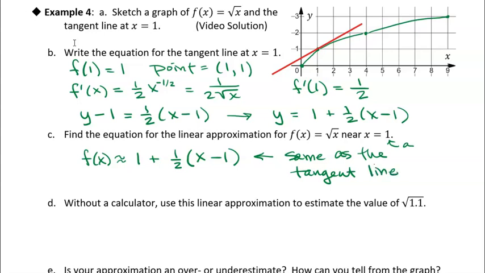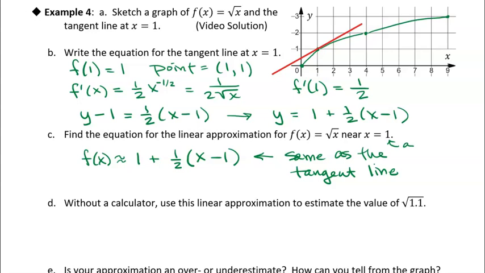All right, so we can use either one. Then it says, without a calculator, use this linear approximation to estimate the value of the square root of 1.1. Remember, our f of x was the square root of x, and this linear approximation is approximating the square root of x near x equals 1. So 1.1 is pretty darn close to 1.